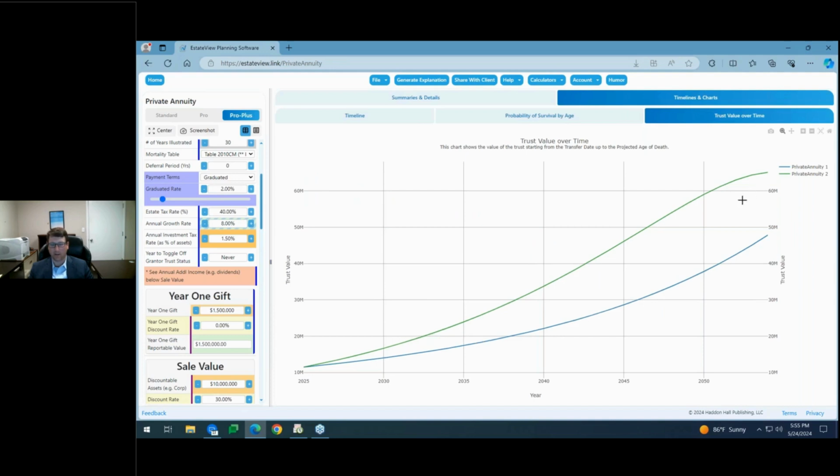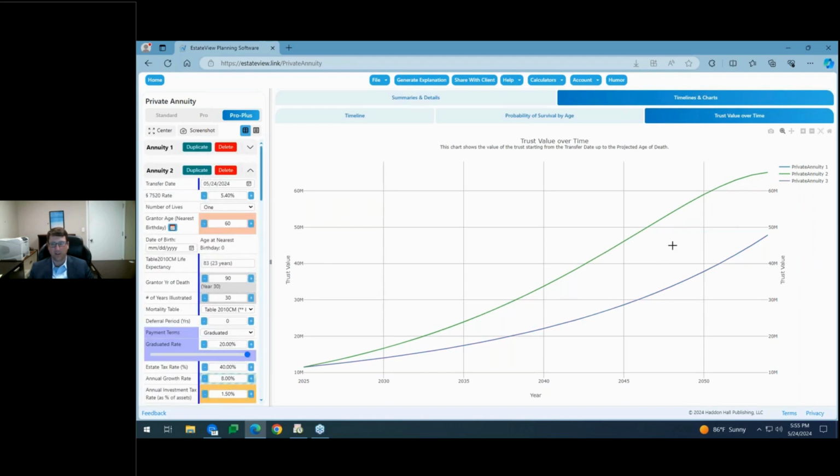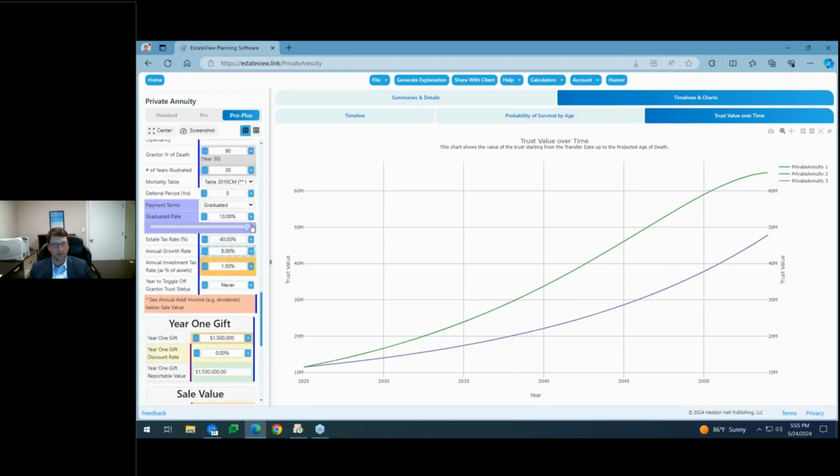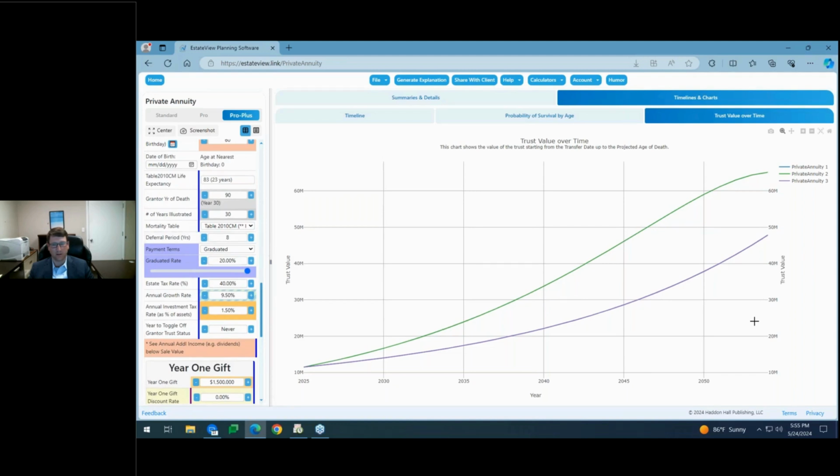And then our trust value over time. Again, this will compare if you have different annuity options. So we had two kind of options that we went through in our scenario. We got private annuity 1 here, private annuity 2, private annuity 1 is in blue, private annuity 2 is in green. So you can compare them on this chart if you like. If we added a third annuity, that would also show up here. Maybe the third annuity is a graduated 20-year, 20% annuity with the assets growing at 9% and would be deferred for 4 years. So it will show those calculations for you on the timeline.